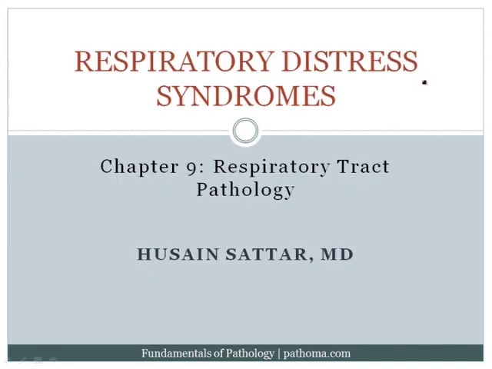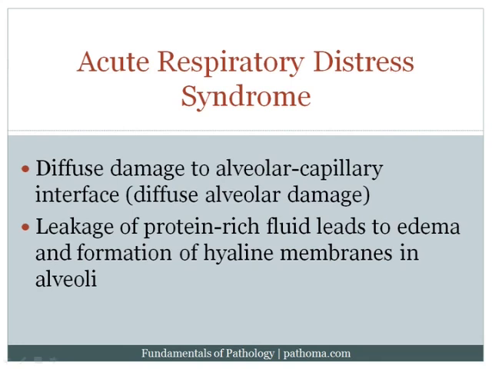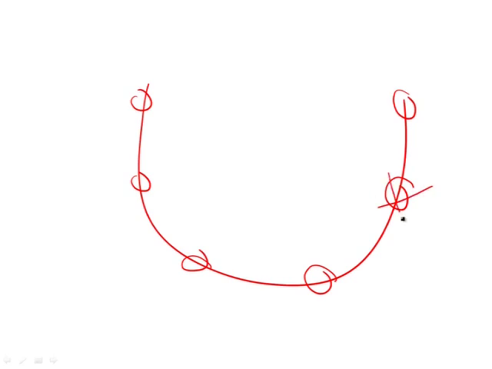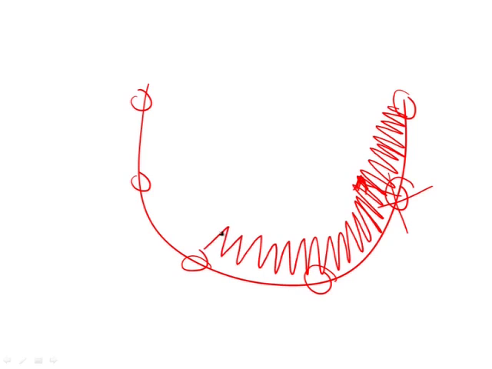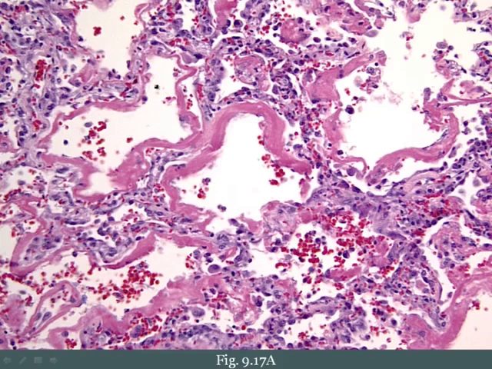Moving on to respiratory distress syndromes, the first syndrome that we want to talk about is ARDS, or acute respiratory distress syndrome. The idea here is that you get damage to the alveolar capillary interface within the air sacs. Now, if there's damage to the alveolar capillary interface, this results in leaking of protein-rich fluid into the air sac. The protein-rich fluid is eventually then reorganized as something called a hyaline membrane. And that's the hallmark of this particular disorder, the formation of hyaline membranes diffusely throughout the lung. Here's an illustration of that.